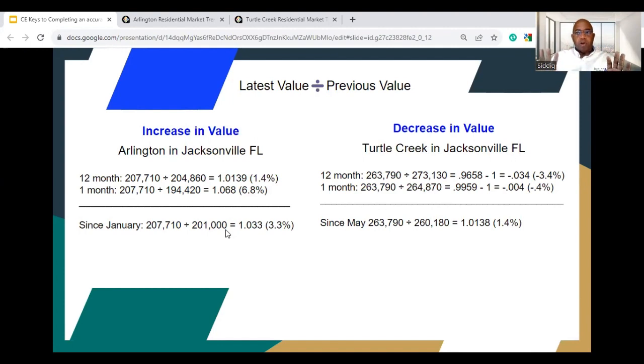So that's one of the ways you can use those additional numbers, by being able to calculate different time periods along those market trends. Make sure you use that latest value divided by the previous value to get a better picture of what's going on with the increase or decrease in the neighborhood, because RPR only gives you the 1 month and 12 month. Sometimes you need to know what's going on in the middle of that, and you'll have to use the calculation to do that. Now let's look at the other neighborhood, Turtle Creek.